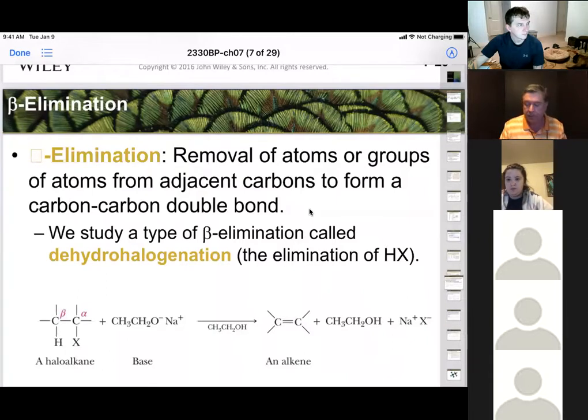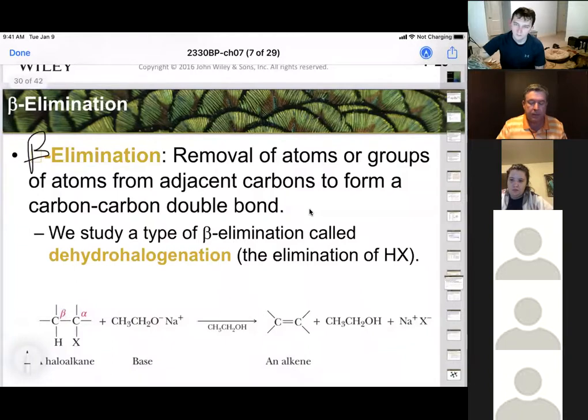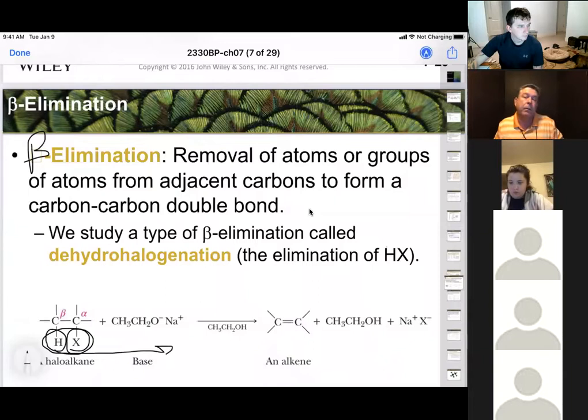So you'll see here the little beta is missing from the symbol over here, but it's beta elimination. Okay, that means you have to have a halogen on your alpha carbon and you have to have a hydrogen on your beta carbon to completely remove acid. And what reacts with acids? Bases. So we're going to do these beta elimination reactions using bases.